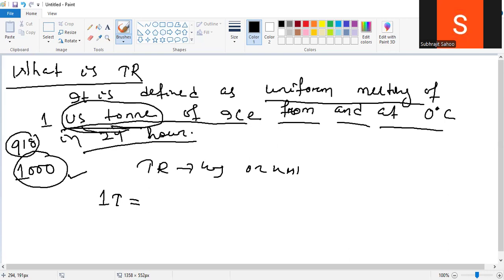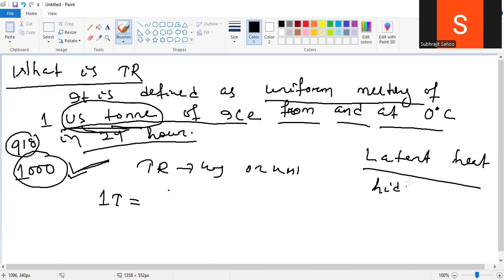So 1 TR is equal to what? Suppose I derive it by considering 1 ton as 1,000 kg. First, let me derive by considering only 1 ton means 1,000. What is 1 TR equal to? And one more thing I want to say here: one concept is required, latent heat. Latent heat means hidden heat. Hidden heat or latent heat.